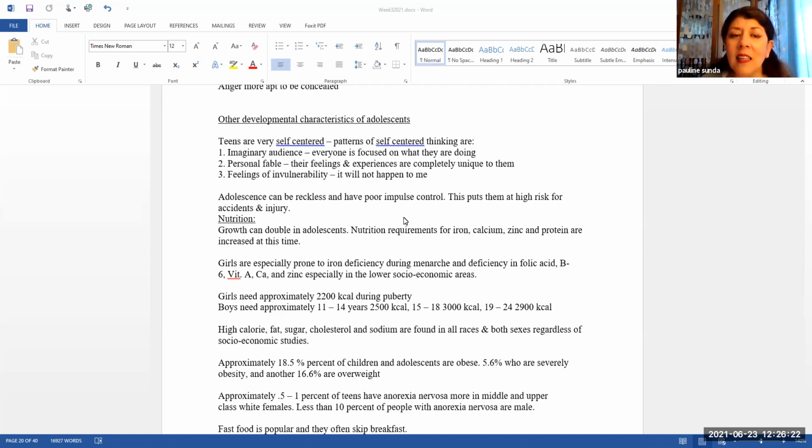And lastly, is the feelings of invulnerability. This is the thought of, it will not happen to me. This is the dangerous one, because here adolescents can be reckless, they can have poor impulse control, and they don't believe anything bad is going to happen to them. And so this puts them at a high risk for accidents and injury.